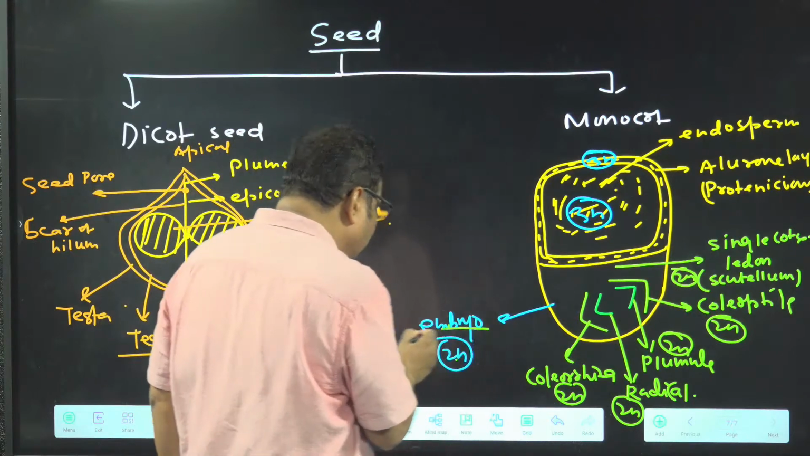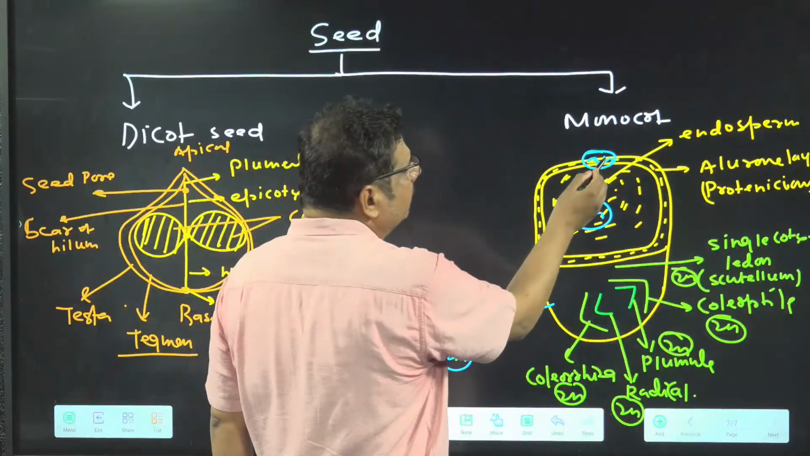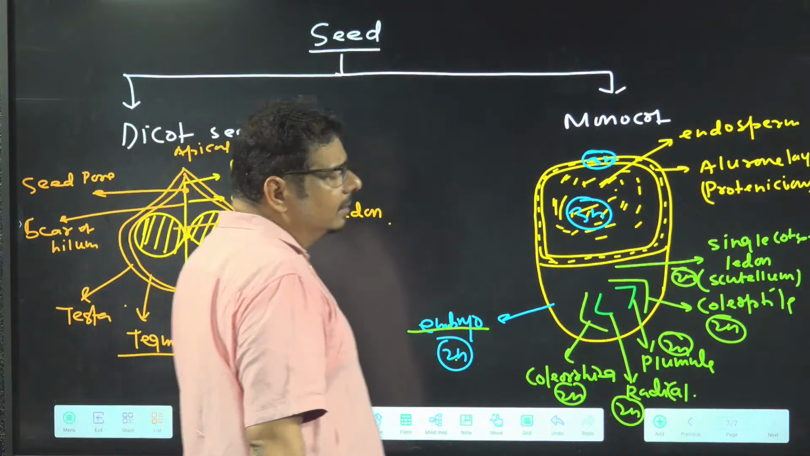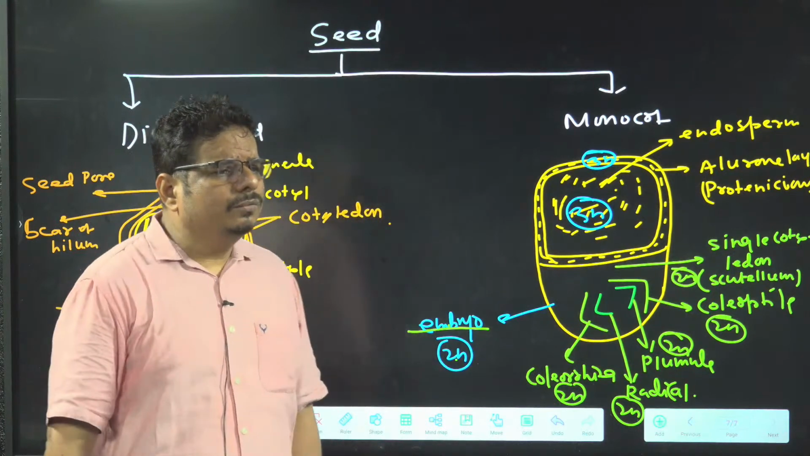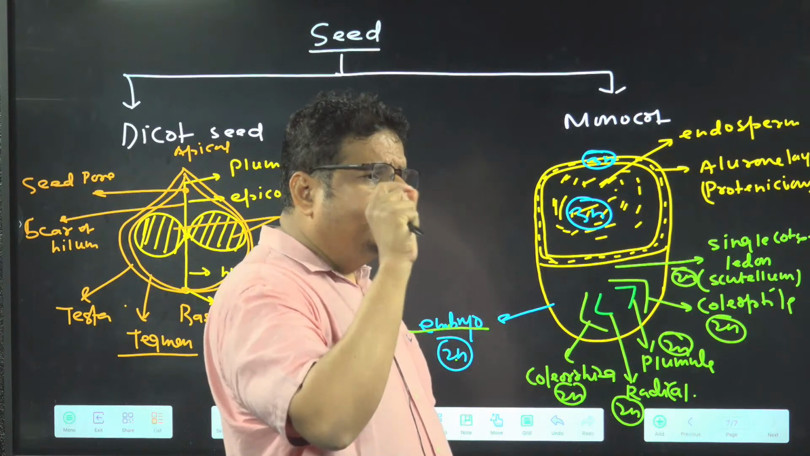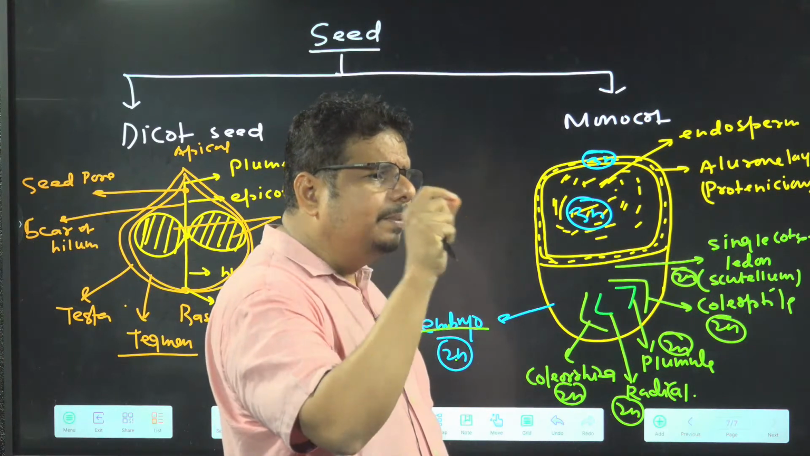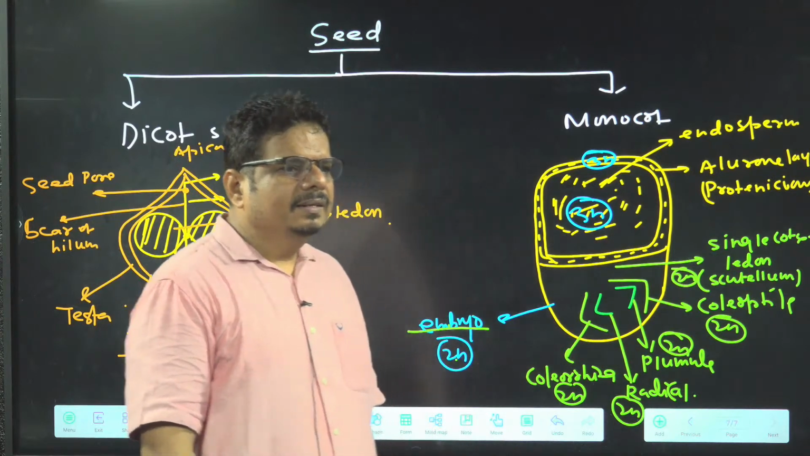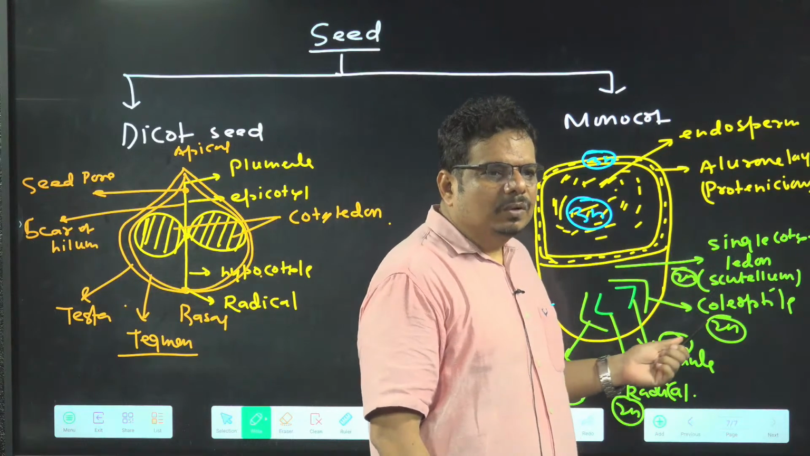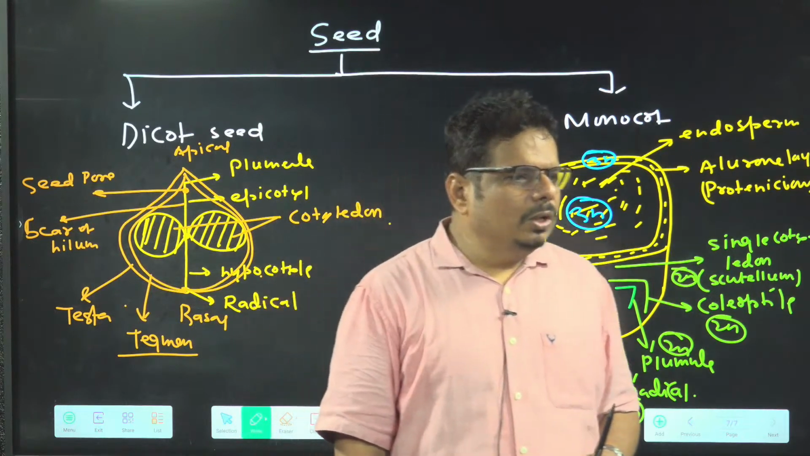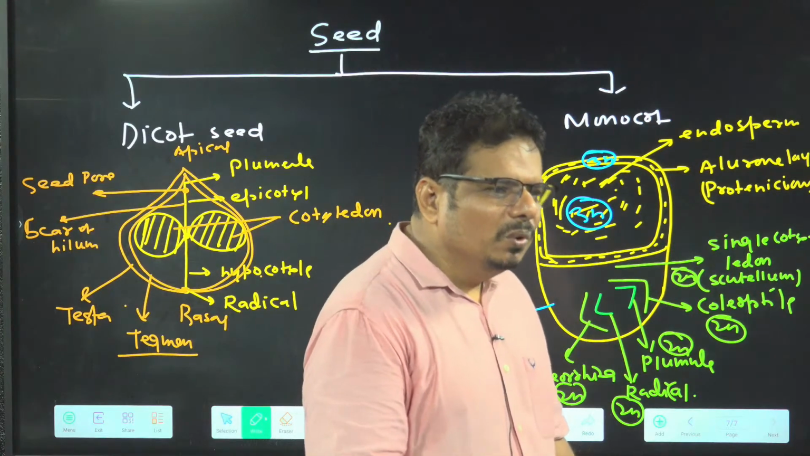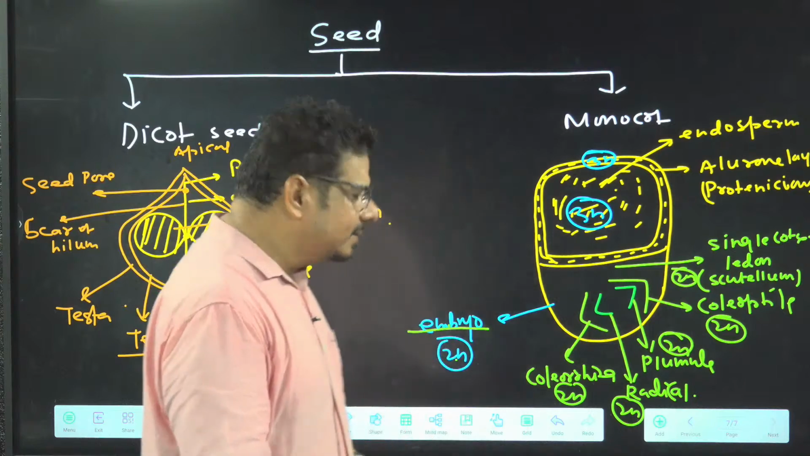In case of the embryo part. But in case of endosperm and aleurone layer, ploidy level is 3N. Got it? Is it clear? So the examiner may ask a question: which of the following is only present in monocot seed? So you can say scutellum, coleoptile, coleorhiza, these are present in which one? Monocot seed.